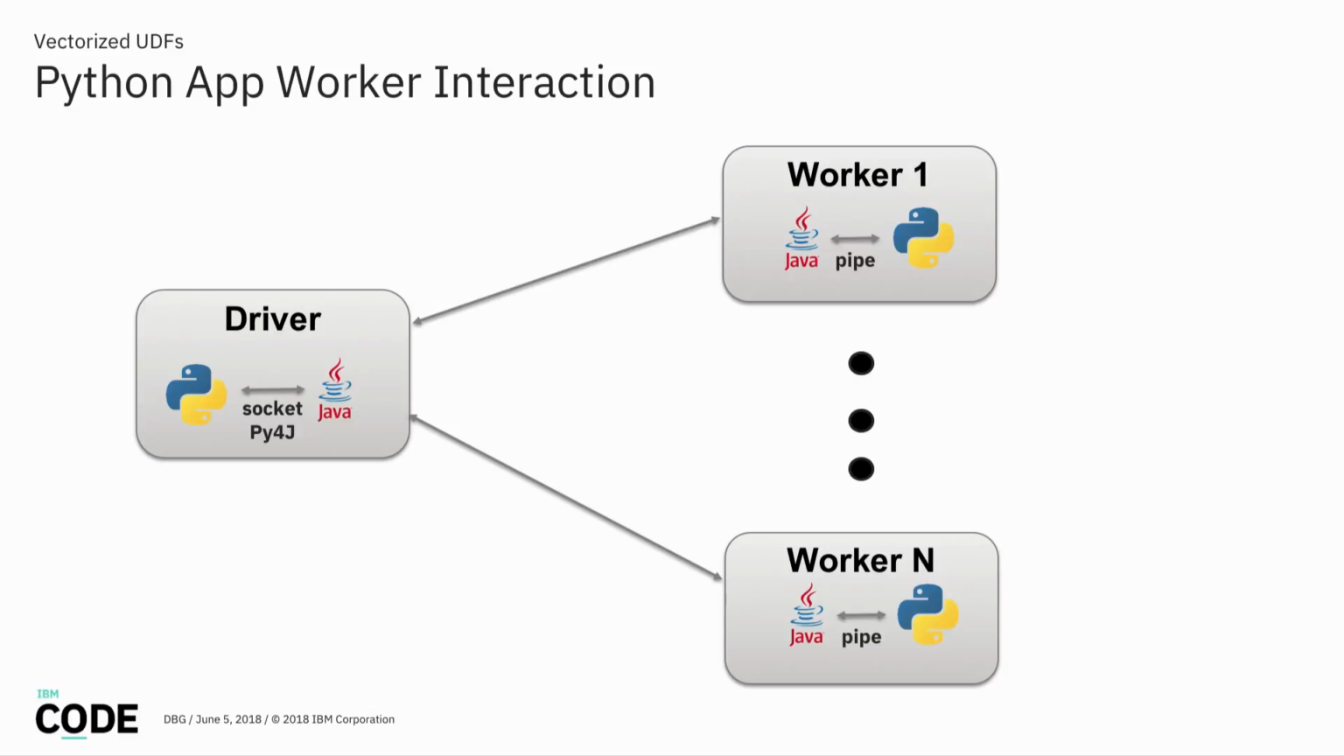So just a few details about the Python worker. You can see that the driver uses Py4j or a socket to talk to the JVM, and that JVM talks to the worker JVMs, which then pipe data back and forth between the Python processes.